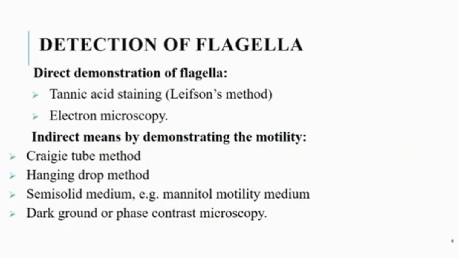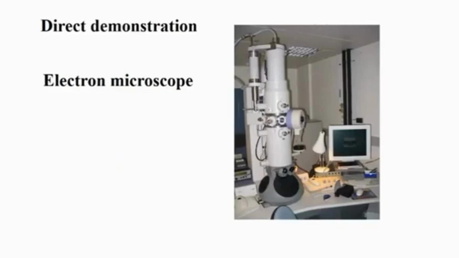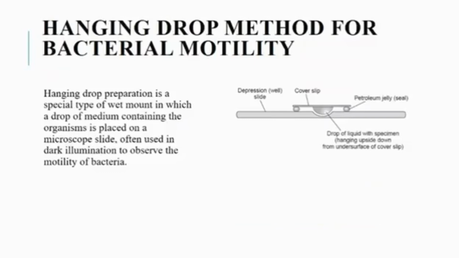The detection of the flagella can be done by two types of methods. That is by direct demonstration of flagella using tannic acid staining and electron microscopy, and indirect means by demonstrating the motility, that is by Craigie tube method, hanging drop method, semi-solid medium, for example mannitol motility medium, and dark ground microscopy or phase contrast microscopy. So the direct demonstration can be done by electron microscope.